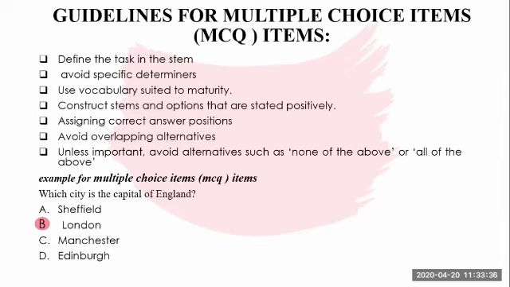This is avoid overlapping alternatives. This is often used to increase the number of alternatives. And last, multiple choice items also: unless important, avoid alternatives such as none of the above or all of the above.